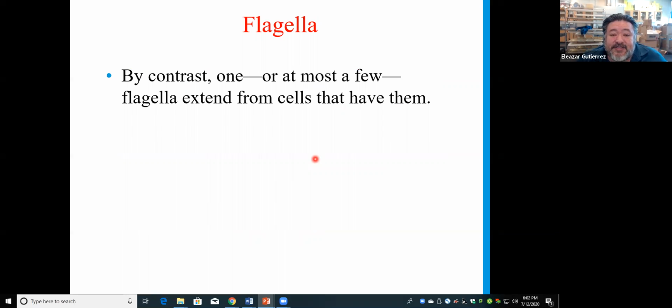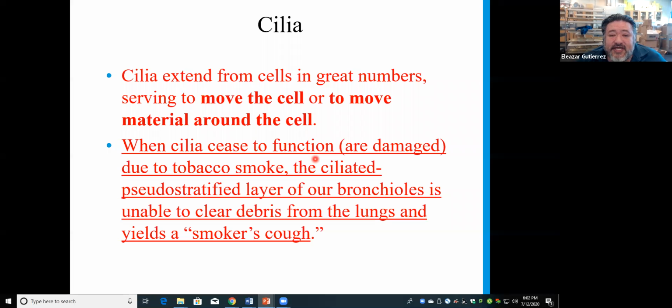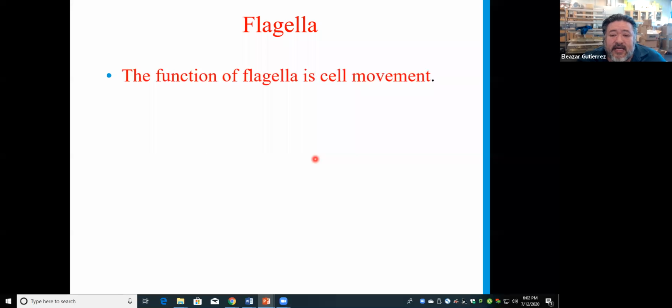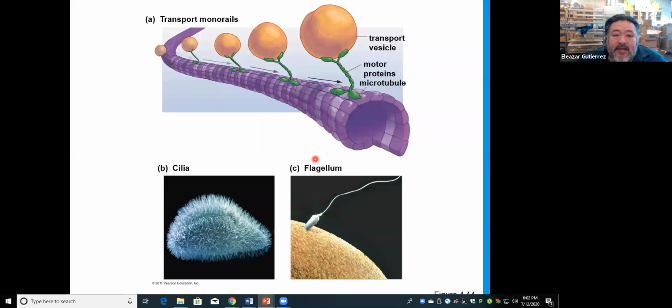Let's see, flagella, in contrast to cilia, is not many. Flagella is only one, okay? And its main function is cell movement. We're doing okay with that? So flagella and cilia, the main common function is cell movement. And then this is tubulin. So this is very cool.